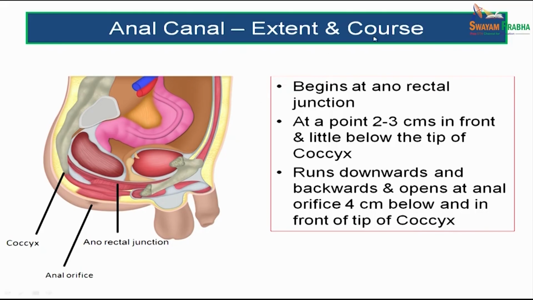Next is the extent and course of the anal canal. So, anal canal is going to begin at the anorectal junction marked here. This point is situated 2 to 3 centimeters in front and a little below the tip of the coccyx. It runs downwards and backwards and it is going to open at the anal orifice. This anal orifice, as you can see from the picture, is situated 4 centimeters below and in front of the tip of the coccyx.